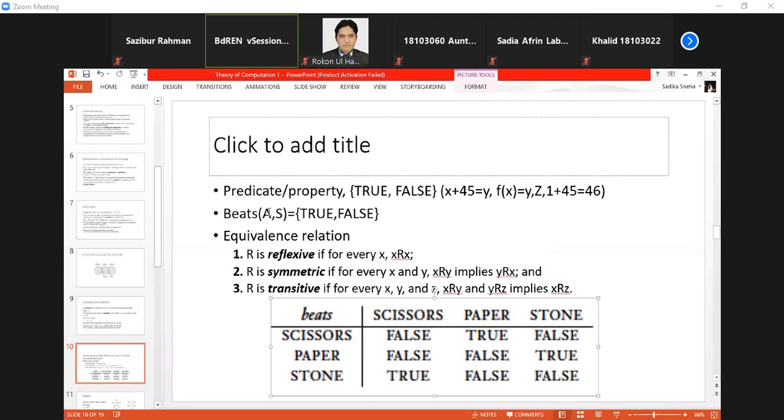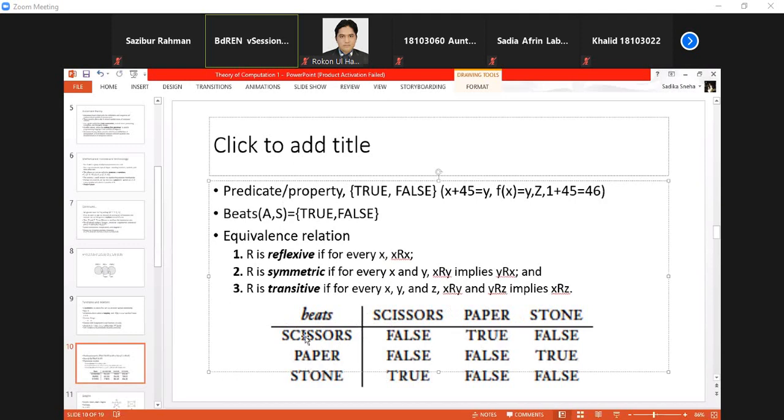Why there are two? Because we have to compare two values, that's why I have written two here. It is a function that happens between two inputs. The range is scissors, paper, and stone. It is basically the rock, paper, scissors game that we have seen, so it is an implementation of that.